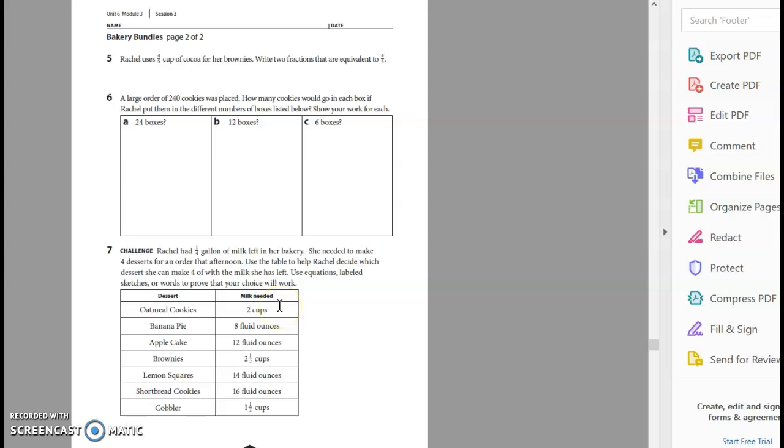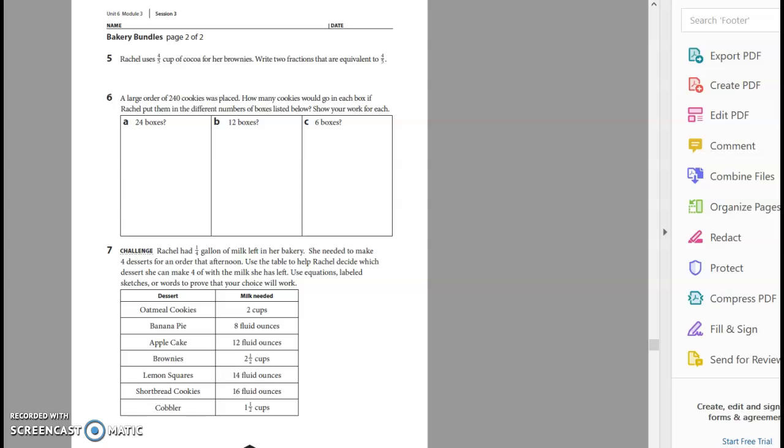Oops. And lastly, our challenge problem. Yes, everyone should try it. You are all great math students. So, Rachel had 1/4 gallon of milk left in her bakery. She needed to make 4 desserts, 4 of them, for an order that afternoon. Use the table to help Rachel decide which desserts she can make 4 of with the milk that she has left. Use equations, labeled sketches, or words to tell me your choice.